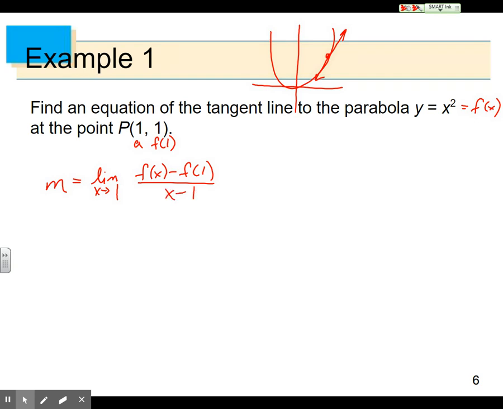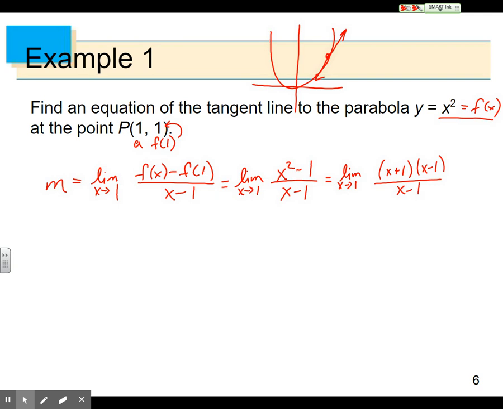Pretty much what I did was take that definition of the slope of my tangent line from the previous slide, take out all the a's, and put 1 in their place. Now let's make sense of it with the current problem. The limit as x approaches 1, f of x is x squared, minus f of 1, which is just 1, over x minus 1. We're in the same problem we've had over the last few weeks: if I plug in 1, it gives me 0 over 0, an indeterminate form. But I can factor the top.